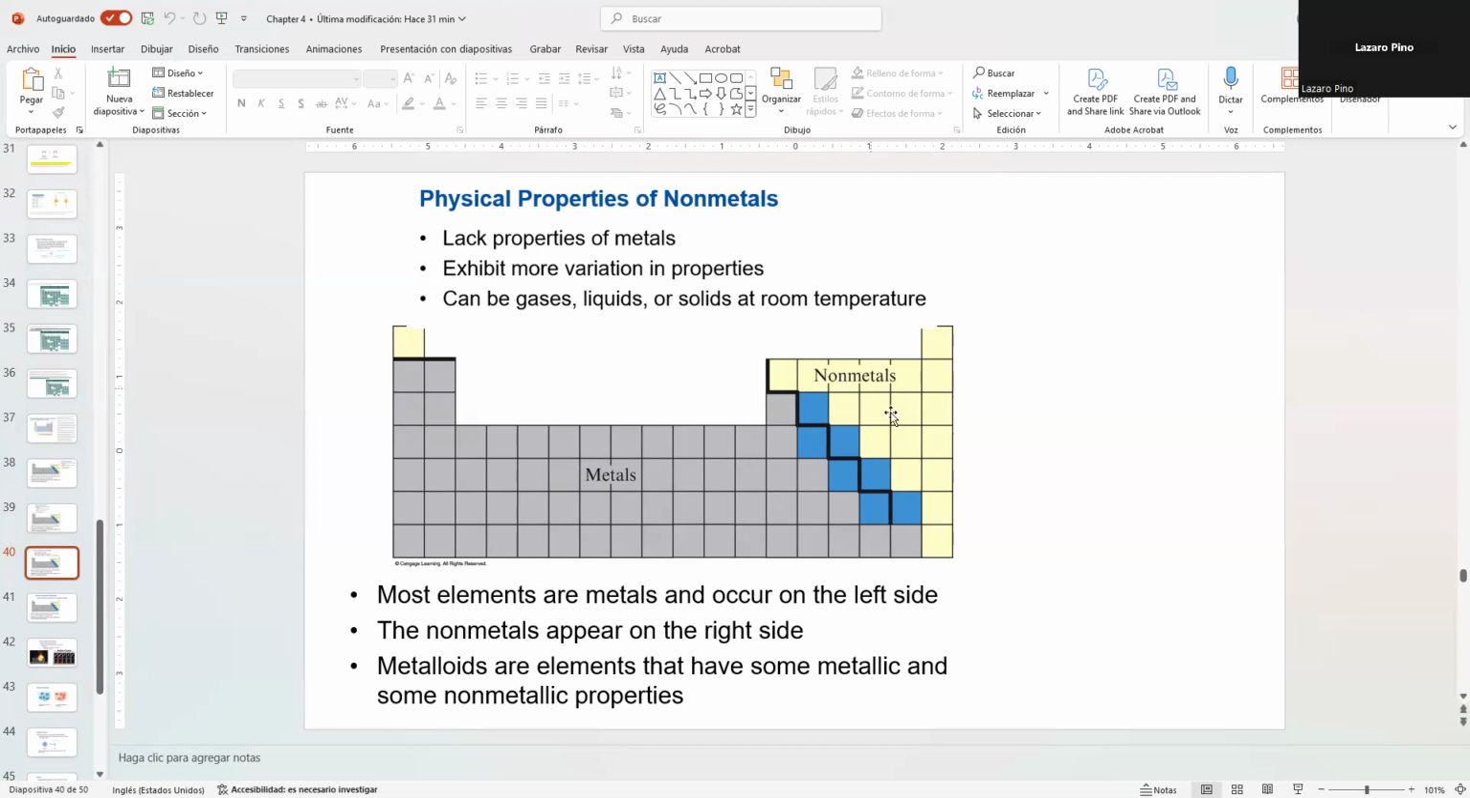Most of the metals are to the left and the non-metals are to the right, except hydrogen that is located here because it has only one electron, while the metalloids are in between. This zigzag line divides the metals from the non-metals.